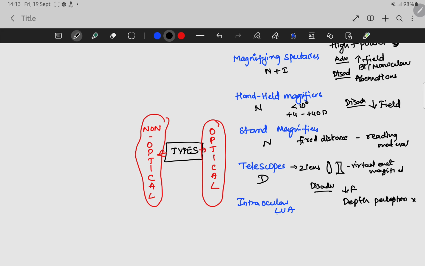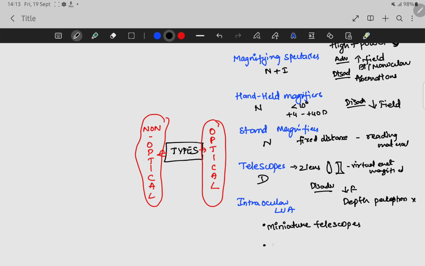Then we have intraocular low vision aids. These are the aids which are implanted inside the eye, which provide the magnification. Here we have miniature telescopes, that is, implantable miniature telescope. These are surgically implanted into the eye and help to see distant objects.